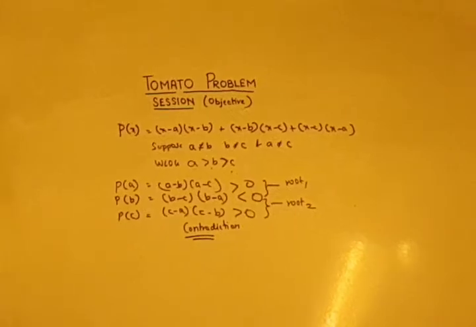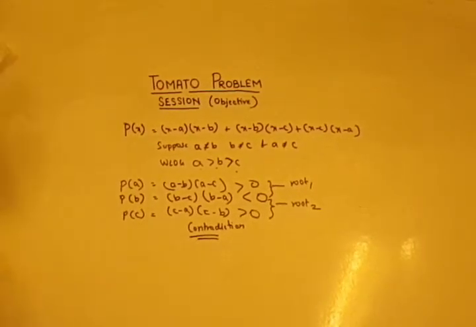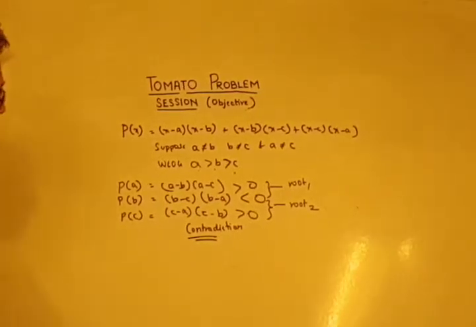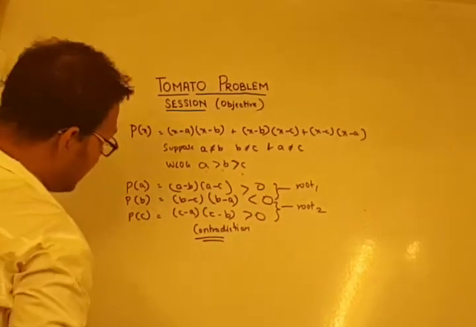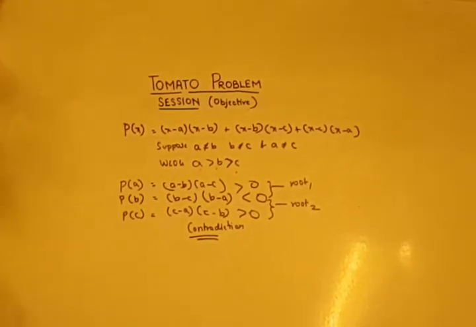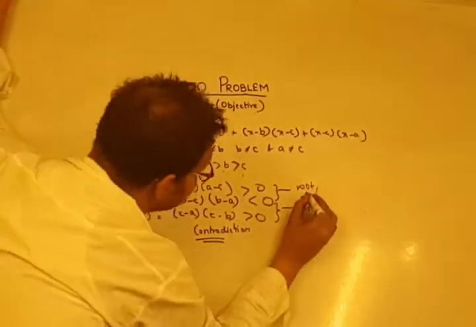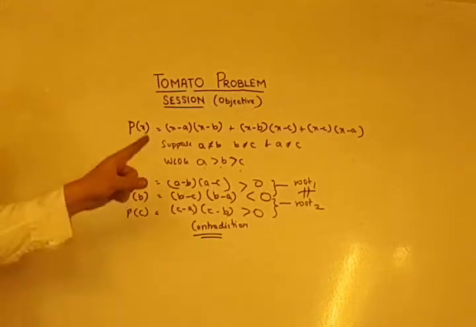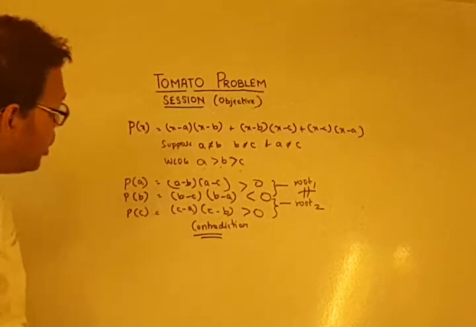Isn't it? So let me repeat that. If I assume without loss of generality A greater than B greater than C, then P of A is positive, P of B is negative, P of C is positive. By intermediate value theorem there is a root 1 between A and B, and by intermediate value theorem root 2 between B and C, but these roots can never be equal. This is because if these are equal, then they must lie in the same interval, but here I have assumed that A greater than B greater than C, therefore no two are equal.